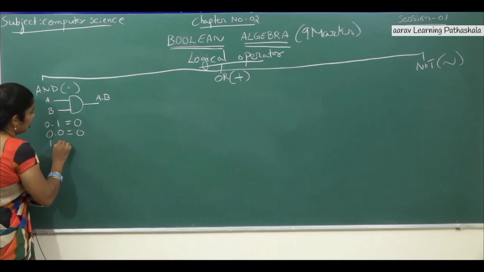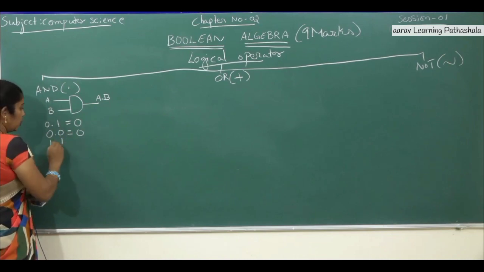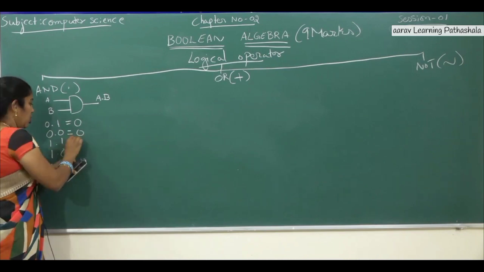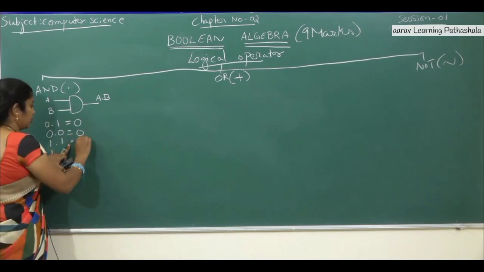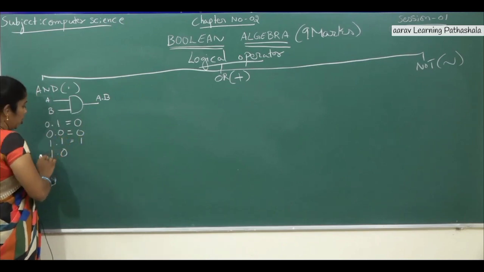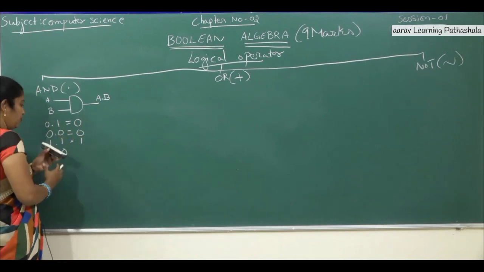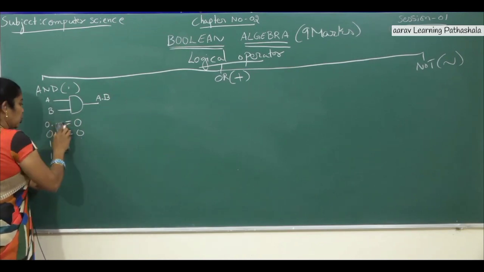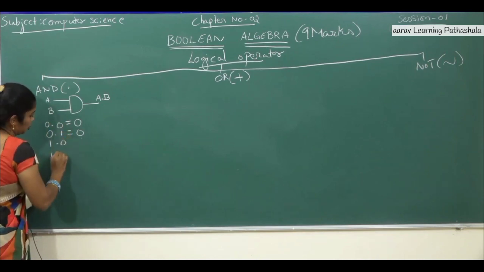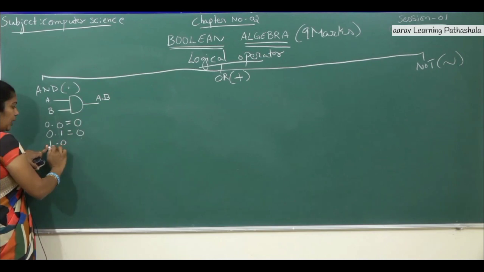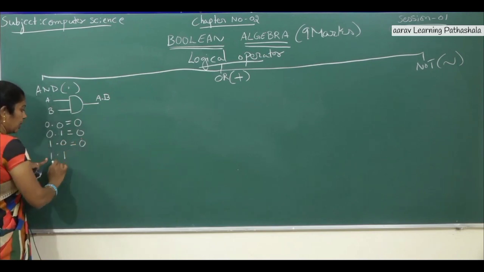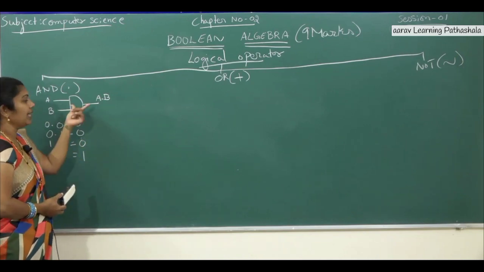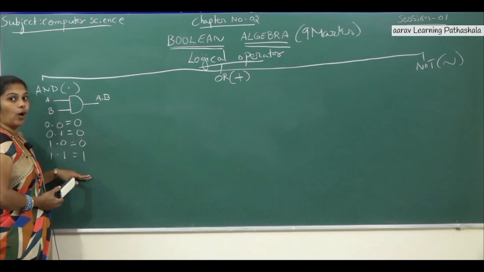Then 1 dot 1, and one more, 1 dot 0. With 1 dot 1, all the inputs are 1, so the output becomes 1. Otherwise, not all the inputs are 1. If you have any confusion, you can write 2 zeros, 2 ones: 0 1 0 1. Here 1 into 0, the output becomes 0; 1 into 1, the output becomes 1. When all the inputs are 1, only then does the output become 1 in an AND operation. These are the possible values we will get.